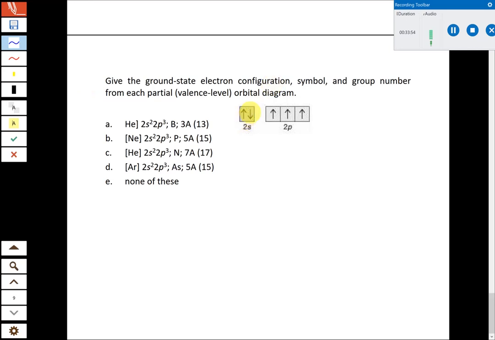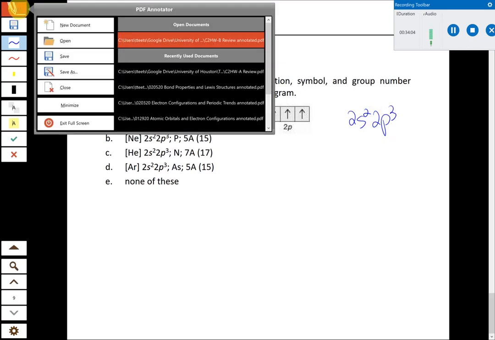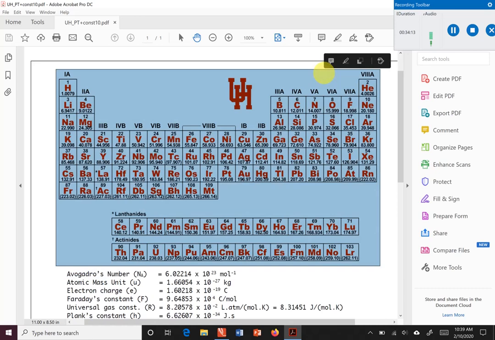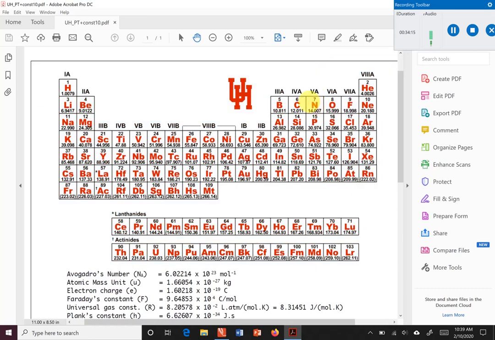So what we'll notice here is that whatever atom we're dealing with has a 2s2, 2p3 valence configuration, 5 valence electrons. So if we go to the periodic table to figure out where that is, 2s2, 2p3, that should be the valence configuration of nitrogen. So nitrogen is the atom that has that configuration.